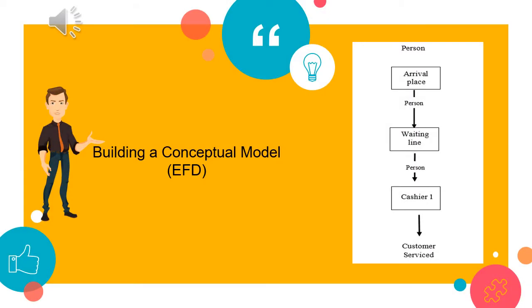And this is our EFD. The first input is person. Person will go to arrival place and the output from arrival place is person, and then the person goes to waiting line and the output of the waiting line is person again, and this person will go to cashier and the output from the cashier is the customer has been serviced.